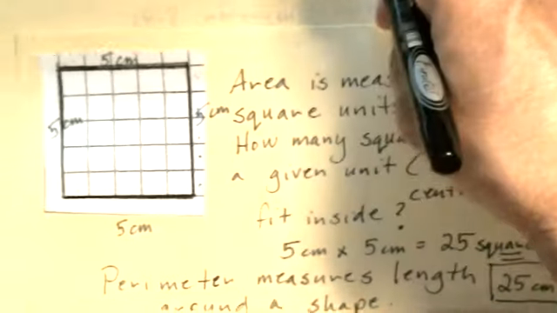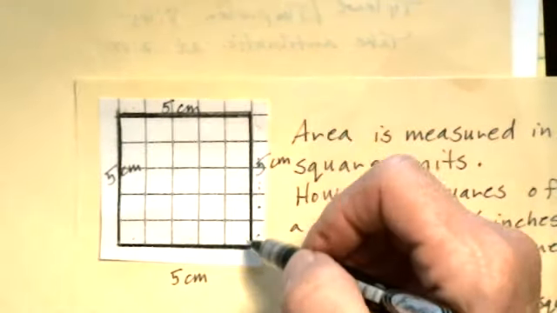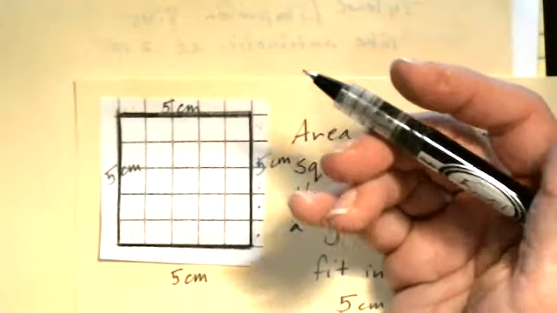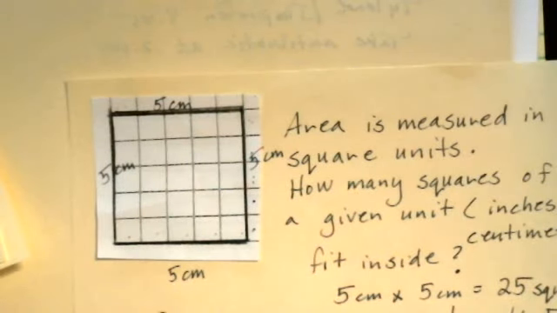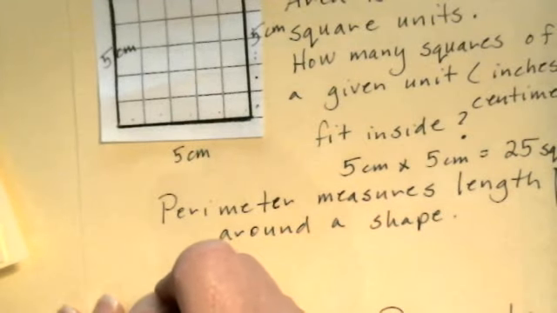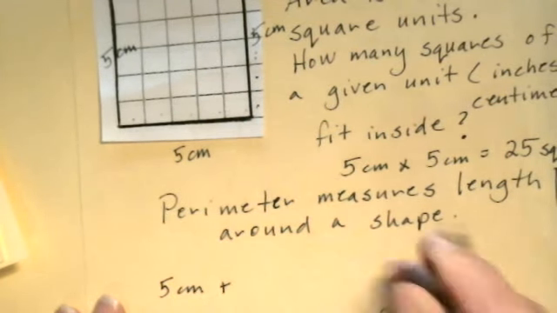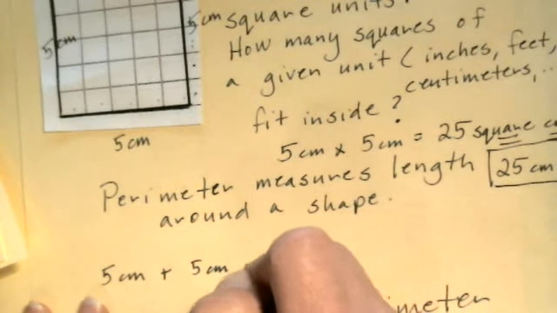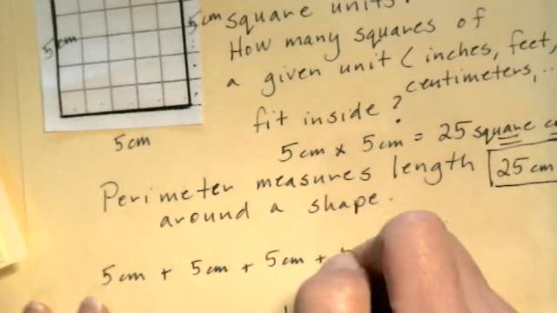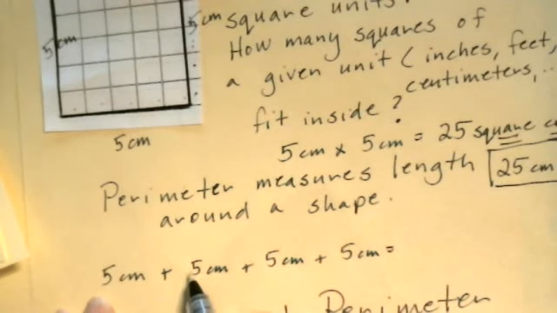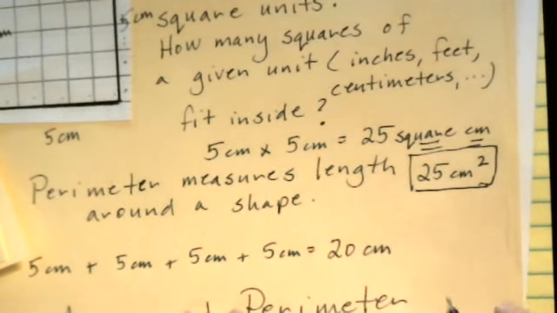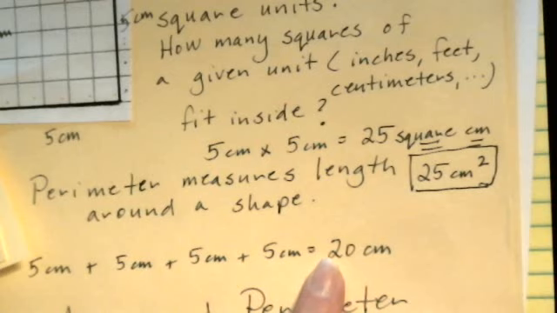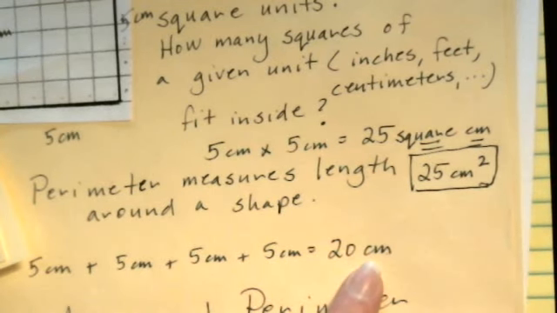Now, if I needed to find the perimeter, I want to get a border around this, or this is fencing, though it's centimeters, so I don't know, that's not a very big fence. But to find the perimeter, I would simply add up those sides. 5 plus 5 plus 5 plus 5 is 20 centimeters. I don't put the little 2 because this is just one dimension. It's the length. That's why it only has 20 centimeters.